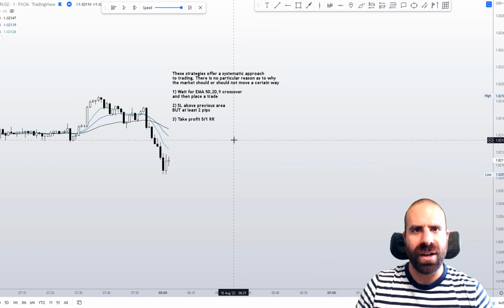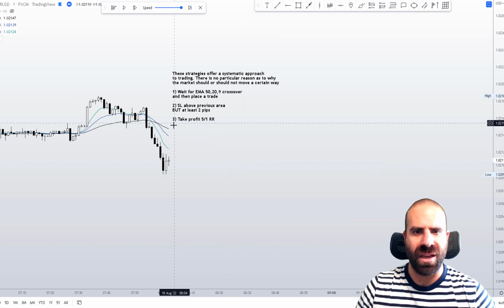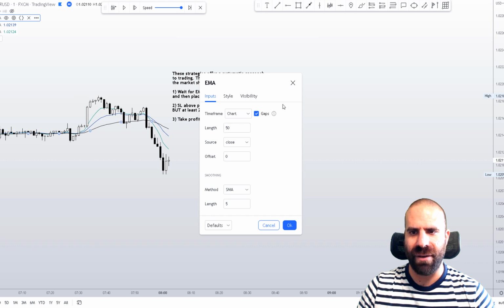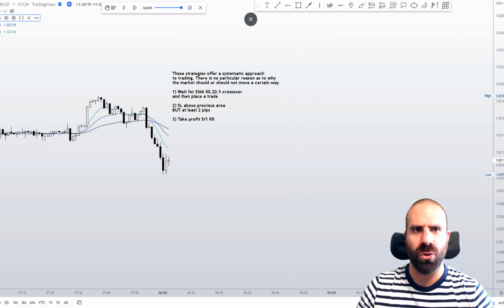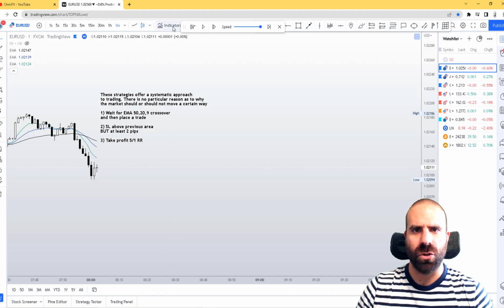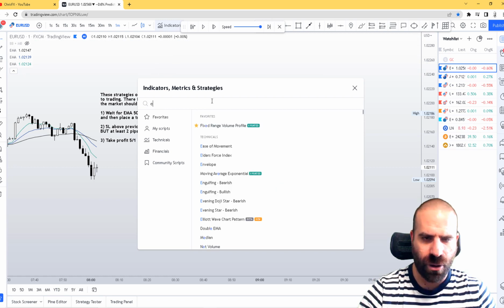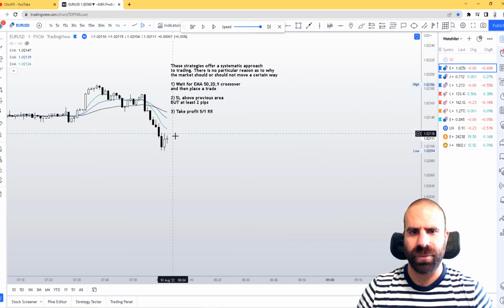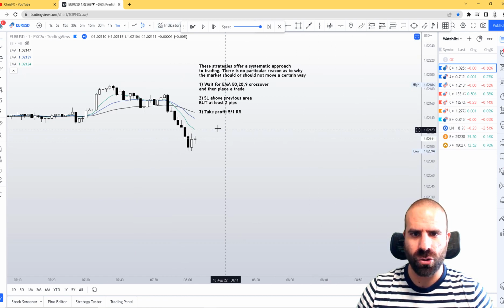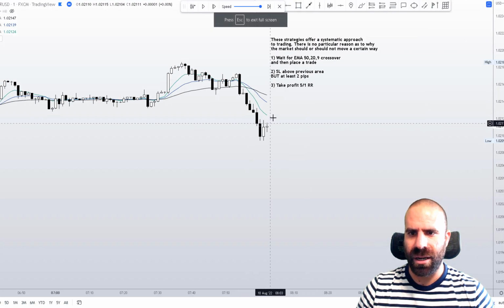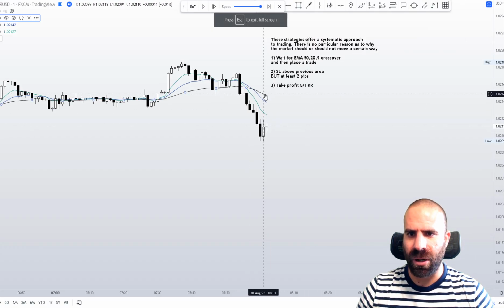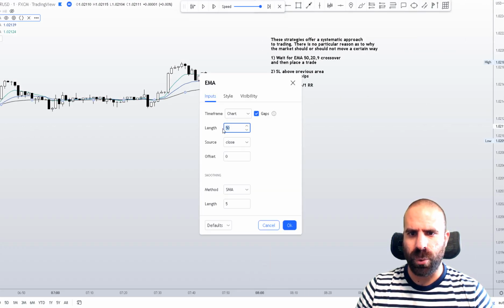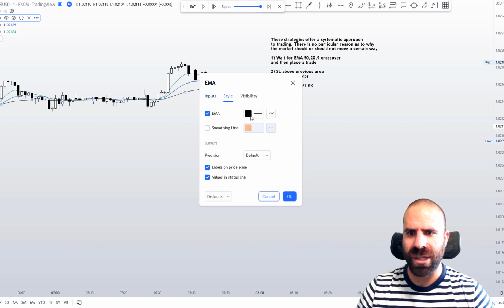This strategy is very simple and will be using the 50 exponential moving average. It's very simple. You go to your indicators. You type down EMA and you will go to moving average exponential. Once you click on that, of course you have to add 3 of those. Then you double click on one of those. You will put length 50 and then to style you make it whatever color you want.